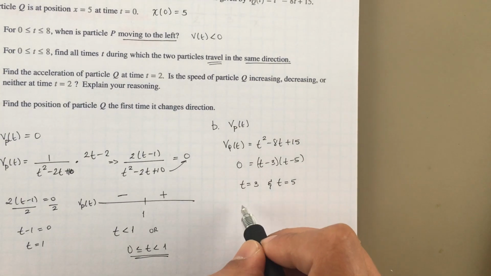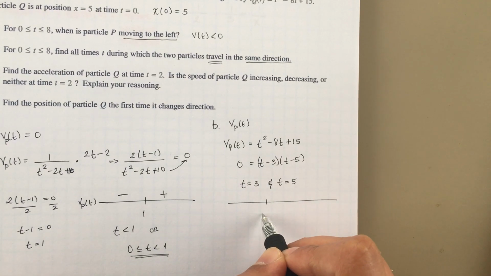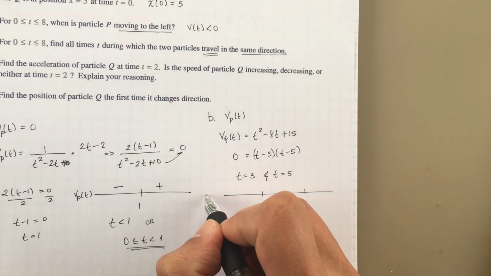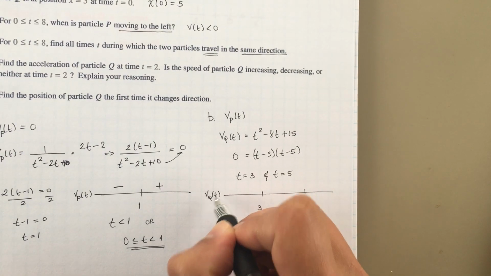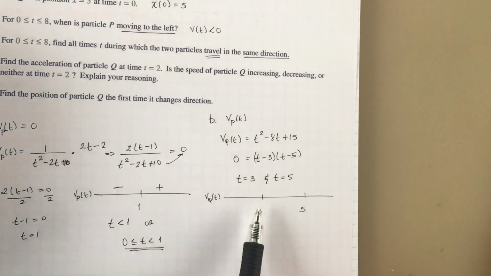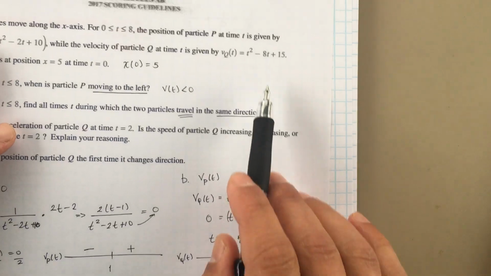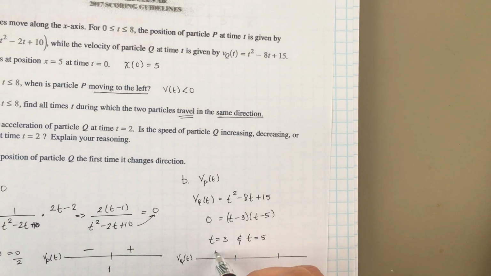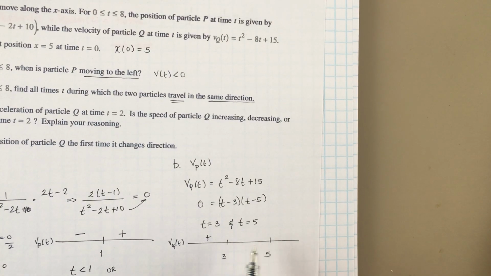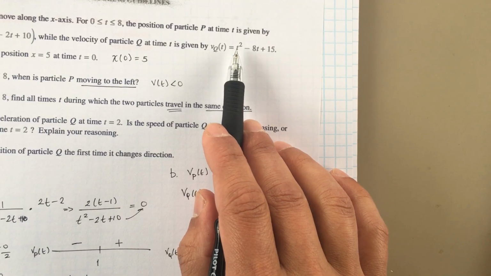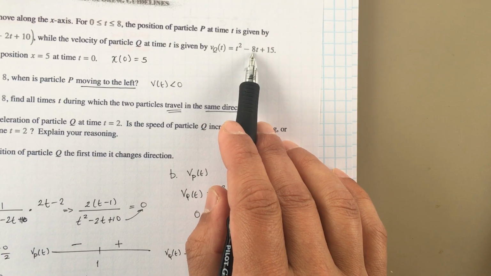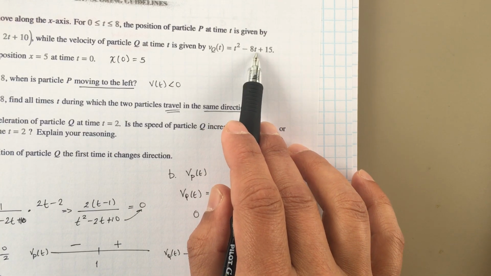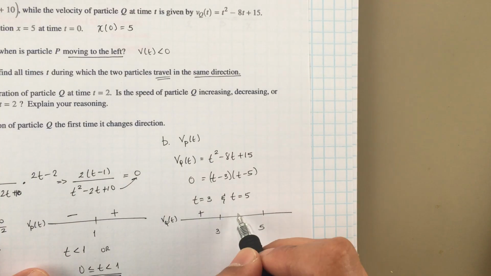Okay, so now we're going to go ahead and do our number line. Remember, the left is the smaller value, and on the right you have the bigger value. Here, we need the velocity of our q particle. Pick a value that's less than 3. Well, pick 0. 0 minus 0 plus 15, that's positive. What's a number between 3 and 5? We pick 4. 4 squared is 16. Actually, I'm going to do 16 plus 15, that's 31. And then 8 times 4 is 32, so 31 minus 32 would be a negative.